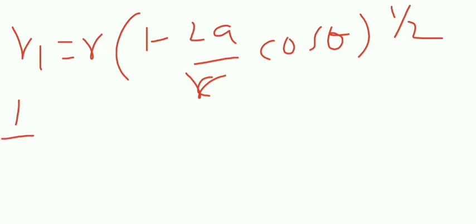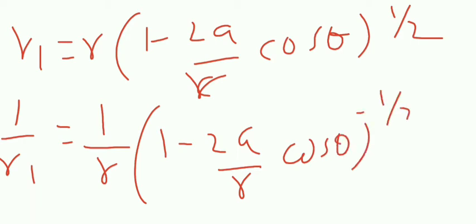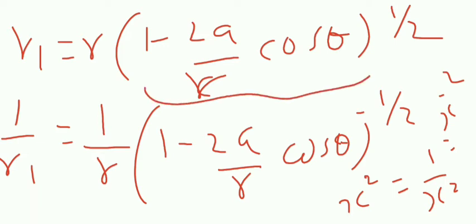Now I take the inverse, 1 by R1, because in the equation I have 1 by R1 only. So 1 by R1 is equal to 1 by R into 1 minus 2A by R cos theta, whole power minus 1 by 2. Why did I put minus 1 by 2? Because if x squared, what is the inverse of x squared? 1 by x squared, that is equal to x power minus 2. Same thing, right? Let us assume all this is y power 1 by 2. The inverse, 1 by y power 1 by 2, is y power minus 1 by 2. Like that I am doing, right? So this is the equation.